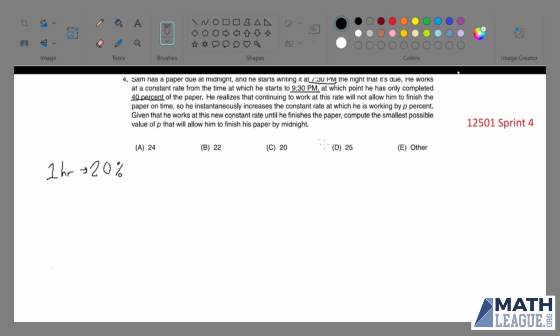From 9:30 p.m. to midnight, there's 2.5 hours, and in those 2.5 hours, he needs to write the rest of the paper, which, if he's already written 40%, means that he has to write 60% of the paper in the next 2.5 hours.